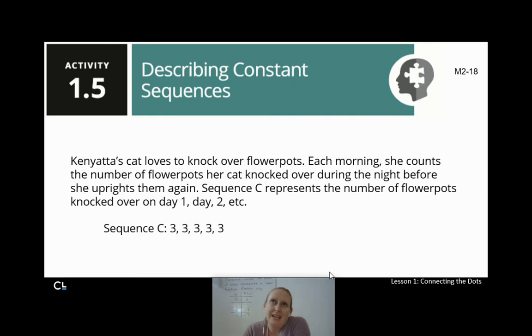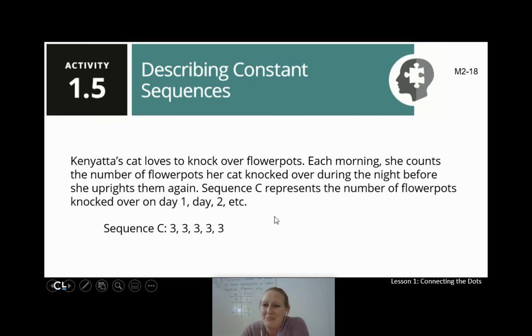Now, we've been talking about Kenyatta, and how this all started was her flowers, right? She planted all these lovely flowers. She was measuring how much her sunflower was growing each day. But she's a cat. And we all know that cats love to knock things off of shelves because that's a thing that they do. Trust me, I know this. Kenyatta's cat loves to knock over flower pots. So each morning, she counts the number of flower pots her cat knocked over during the night before she uprights them again. So sequence C represents the number of flower pots knocked over on day 1, day 2, etc. So you can see day 1, Kitty knocked over 3 flower pots, and again, 3 flower pots on day 2, day 3, day 4, day 5.